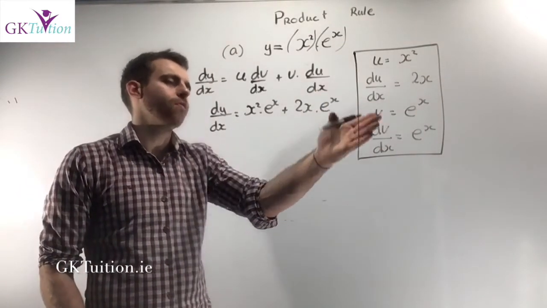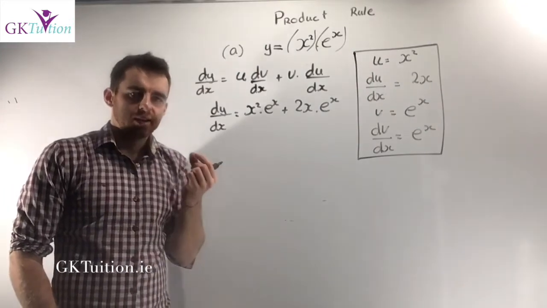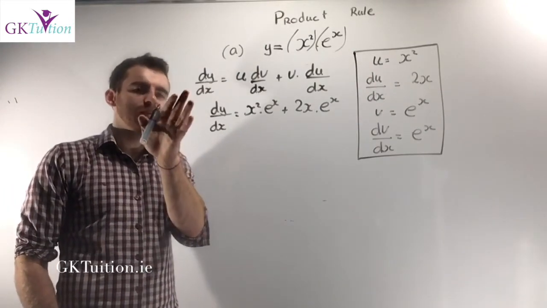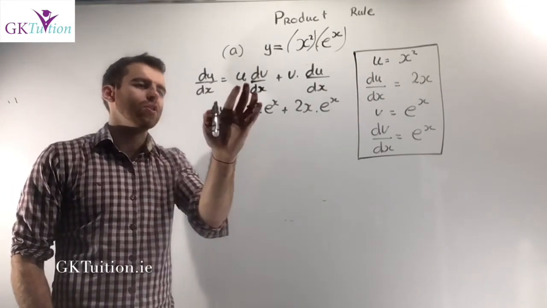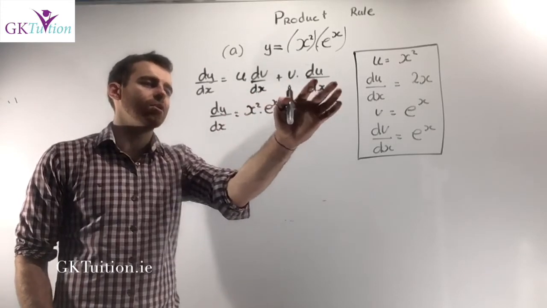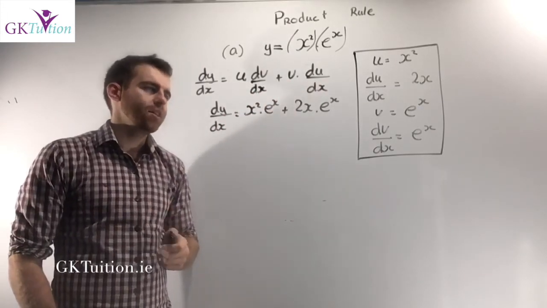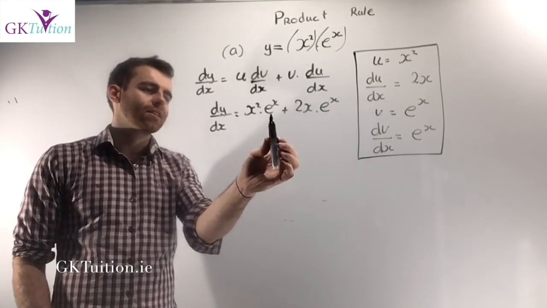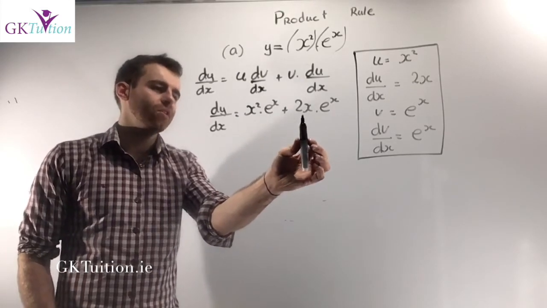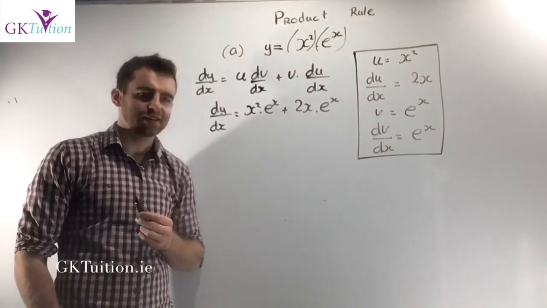So once I know all 4 of these, I can just sub in. The maths tables tells me that the derivative when using the product rule is u multiplied by dv dx plus v multiplied by du dx. In this case, u is x squared and dv dx is e to the x. V is 2x and du dx is e to the x.